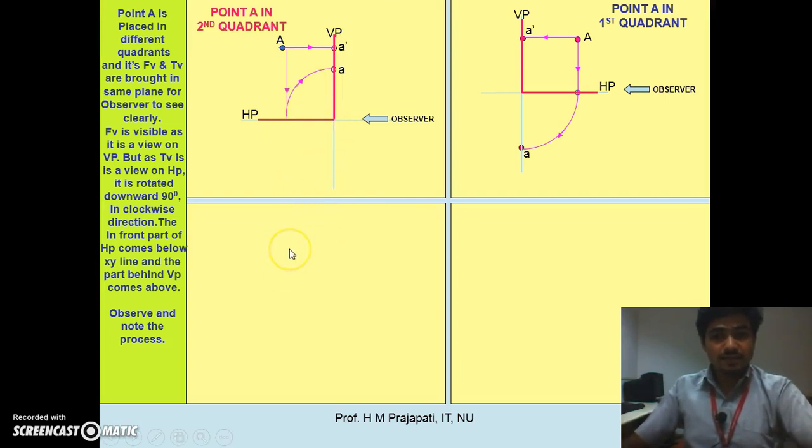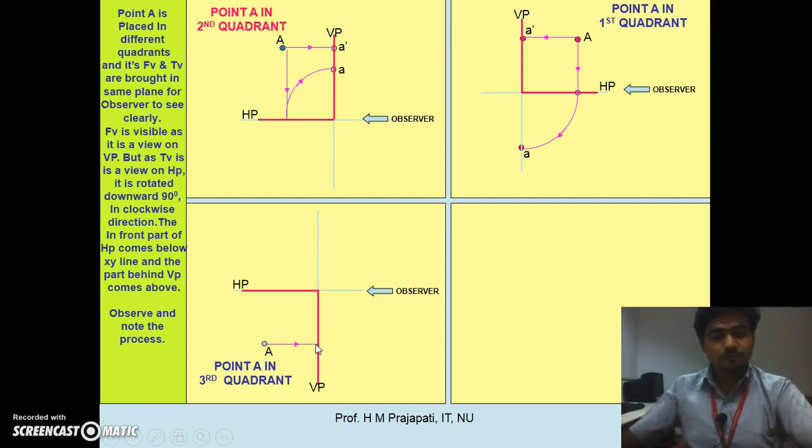Now same way, let's take a third case, when the point is below HP and behind VP. See, this point A is below HP and behind VP. So here again the observer observes the object from the front view. Again we assume VP as a transparent plane. Then we get a back projector on VP. So the distance of point A from HP is visible in the front view, but now the front view is below the XY line by the same distance as the distance of point A from HP.